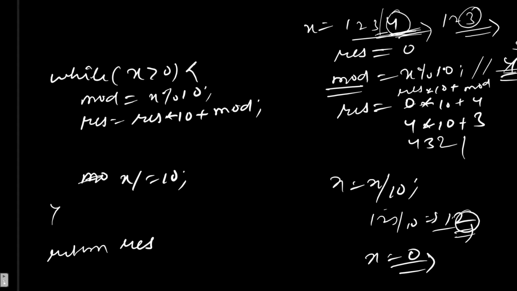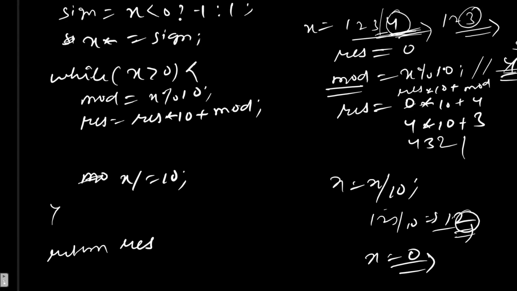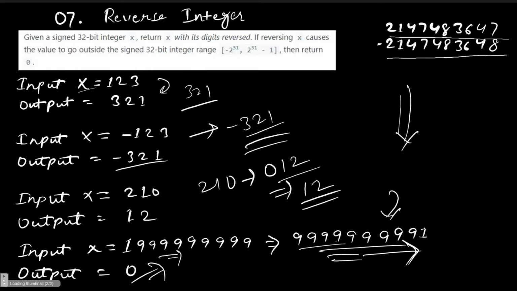For negative values we can check: if the given value x is lesser than 0, then our sign is going to be -1, and if it is greater than 0, then our sign is going to be 1, and we will be multiplying our current x by sign. So if the value is negative, it will be transformed into positive, then we will find the reverse, and at last we will return result * sign. And we have to declare result equal to 0 at the starting. So by doing this we will be able to handle the negative case.